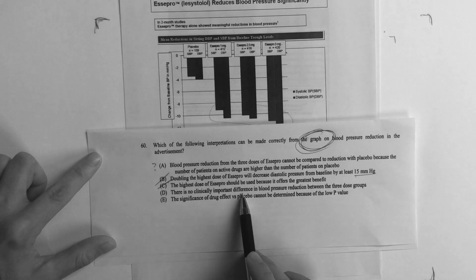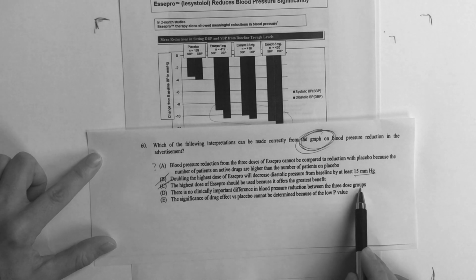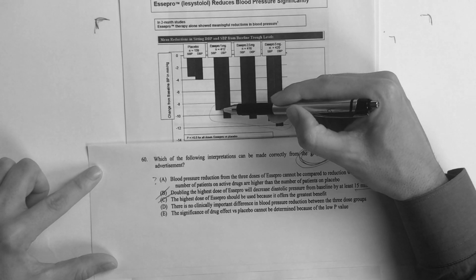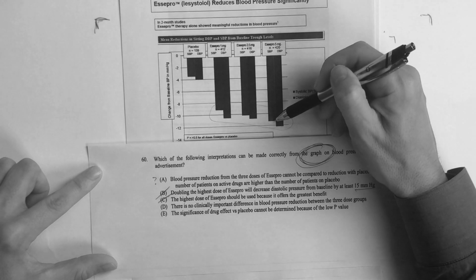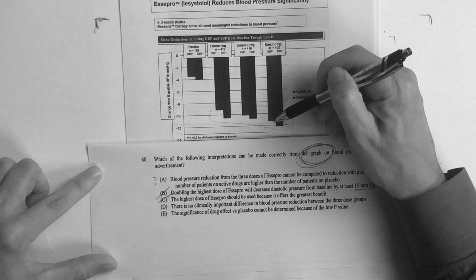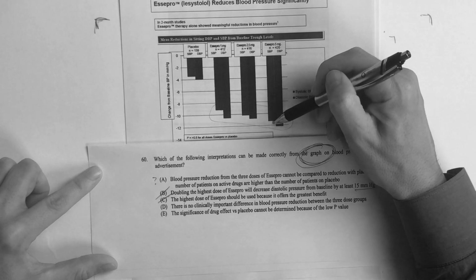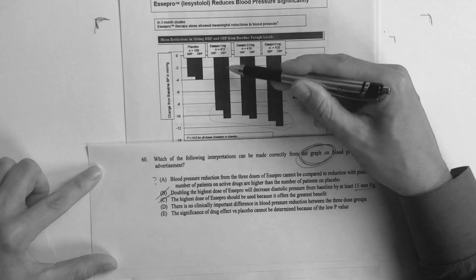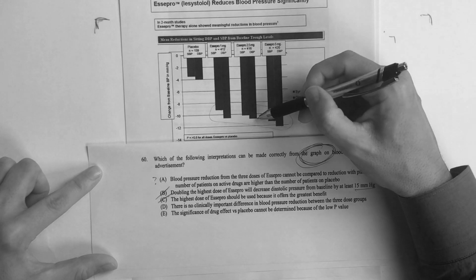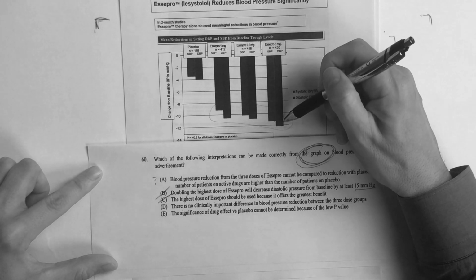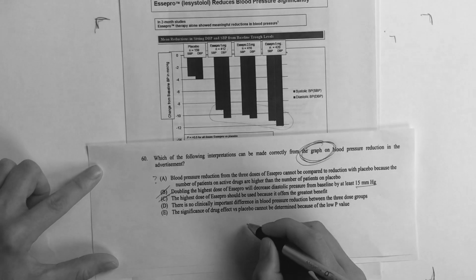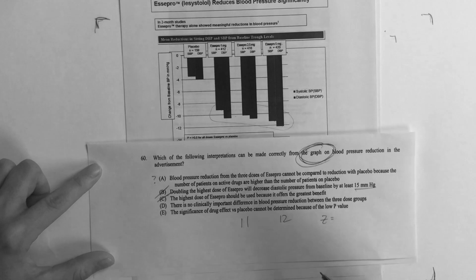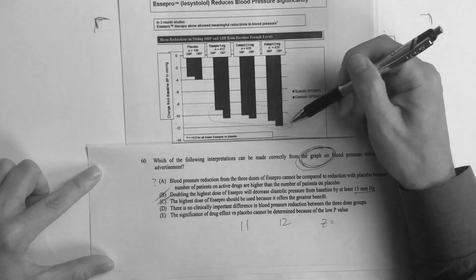And is it D? There is no clinically important difference in blood pressure reduction between the three groups. Okay, how do I know that a systolic decrease of, say, 9 is significantly different from a systolic of, say, 11? Or let me just do the diastolic. On this one, diastolic is 11, and on another one it's 12. So 11 and 12, those are my two numbers, right? Now, what do we talk about with that formula? Z, right? How do I tell if the difference is statistically significant or not?